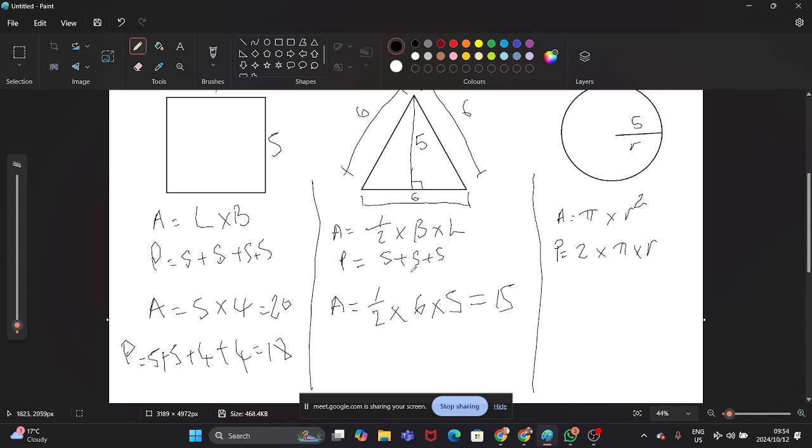15. Okay. The perimeter, we said it's side plus side plus side. So that is 6 plus 6 plus 6, and that gives us 18 as well, right? Okay. Now the area of the circle, it's pi times r squared. And we can see our radius is 5, right? The area is equal to pi times 5 squared.